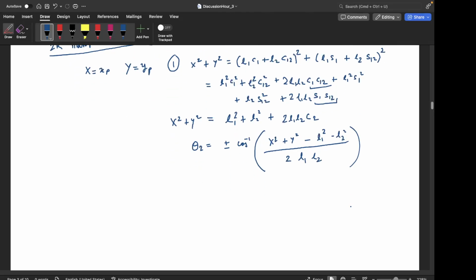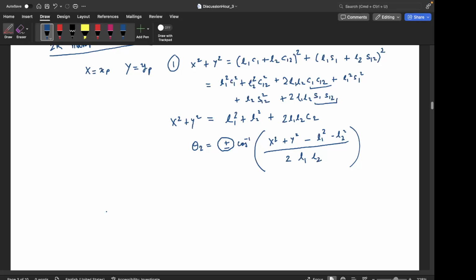Any doubts in this? Can you repeat? Okay. Why the significance of this, I will discuss in a while. So we have theta 2.